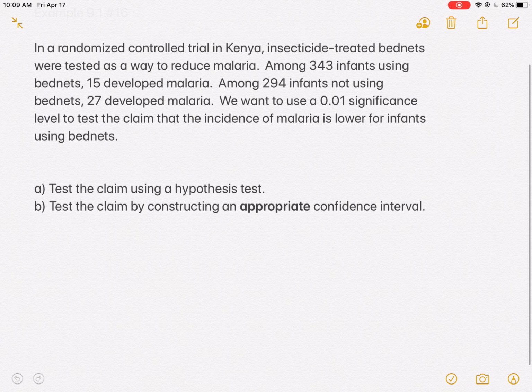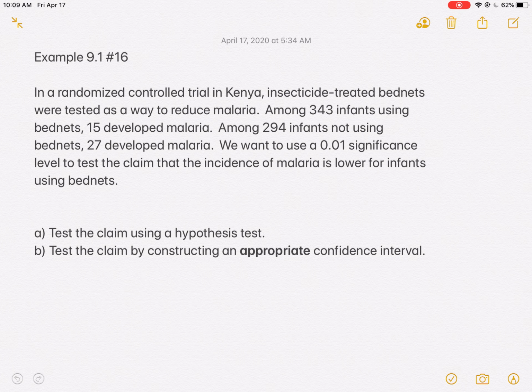Alright, welcome to a second example from 9.1. We're going to look at number 16. I think we'll be able to do this one a little bit faster than the last video, but we'll see. I'll still want to give the same instruction and talk about all of that.